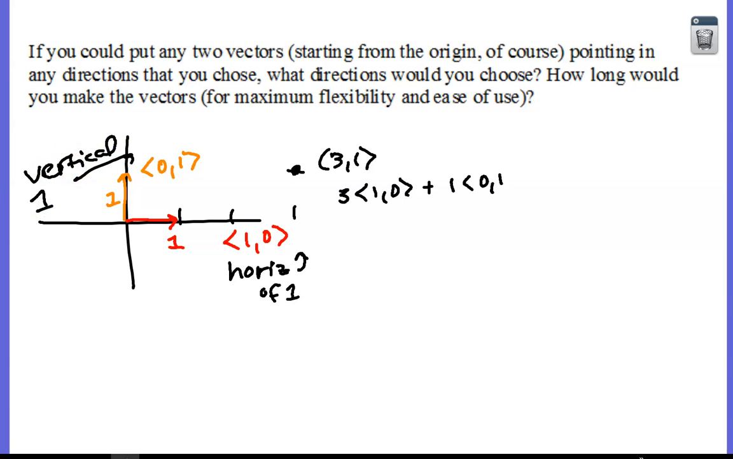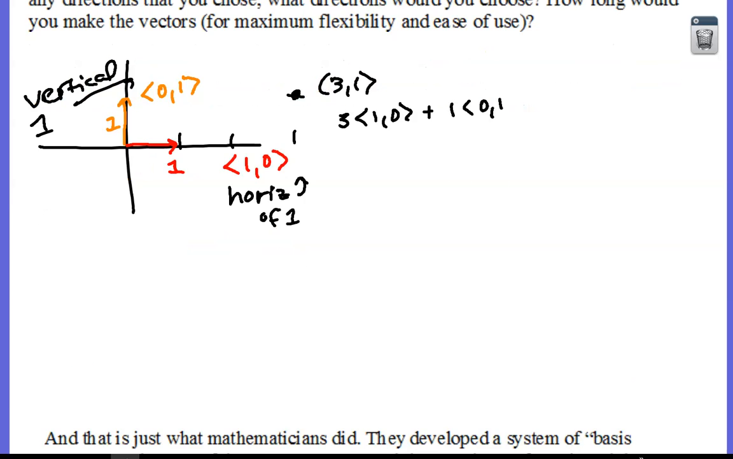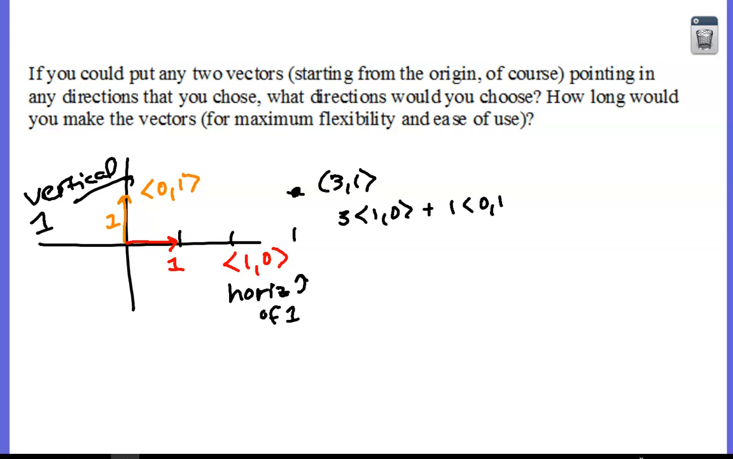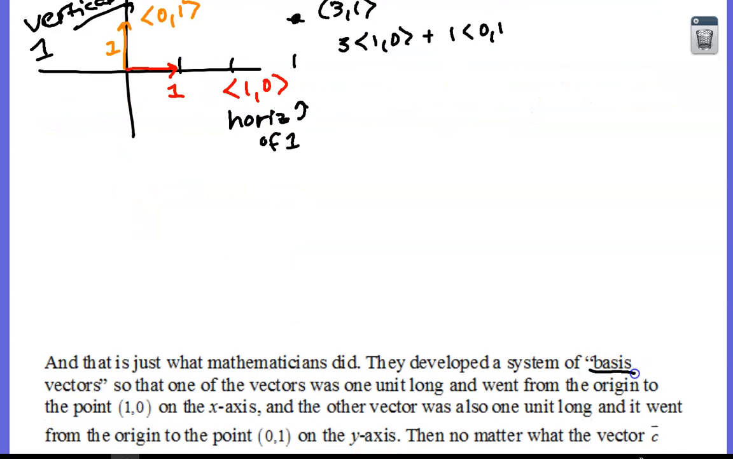Okay, and that's exactly what mathematicians thought too. They said, why don't we make these vectors special so that they're only 1 long? And we gave them names, they're so special. We call these basis vectors. And so we call the one that moves in the x direction by 1, I. This is not the same as imaginary i. And we call the one that moves in the y direction 1 unit j.